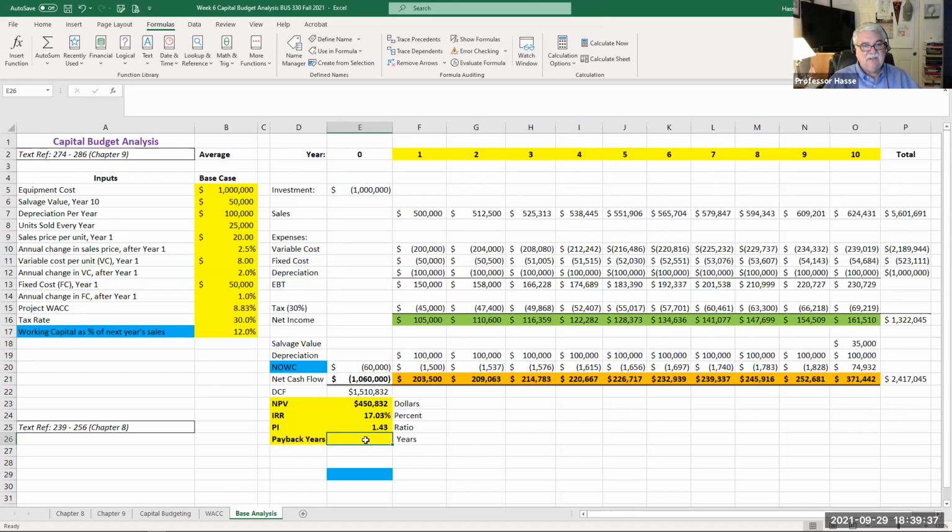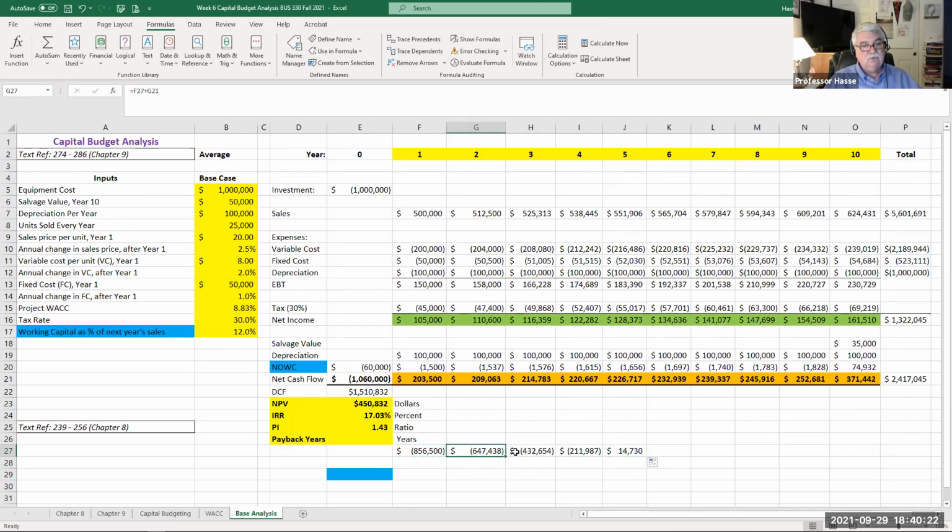And what is our payback in years? Well, we start out with $1,060,000 invested. The first year we're generating $203,500. At the end of the first year, we've paid back and we still have $856,500 to pay back. In year 2, we take that payback number and add in the project cash flow of year 2. We have that to pay back. Now that I got that formula set, I can slide it on down. And we can see that sometime within year 5, we pay back our money.